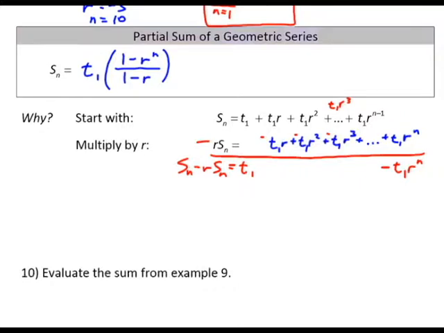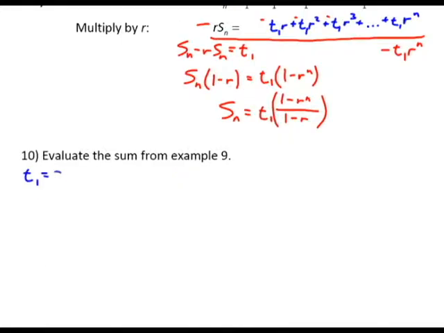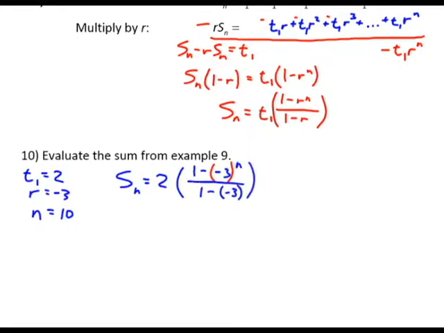Now we simplify and solve for S. And there's our formula. We can use this in the example we saw above. It is extremely important to notice that the r to the n will include any minus signs.